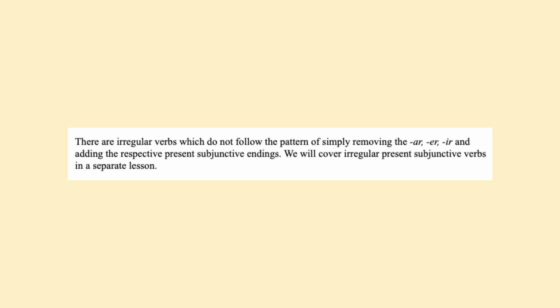And of course, there are irregular verbs which do not follow the usual pattern of simply removing the infinitive endings and then adding the respective present subjunctive endings afterwards. But we will cover irregular present subjunctive verbs in Unit 3. And that covers the basics of the subjunctive mood as well as the regular present subjunctive conjugations. As I said, the uses of the present subjunctive will be covered in several separate video lessons.